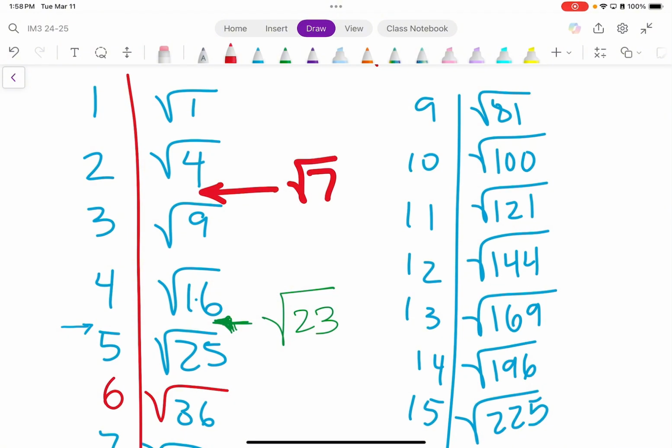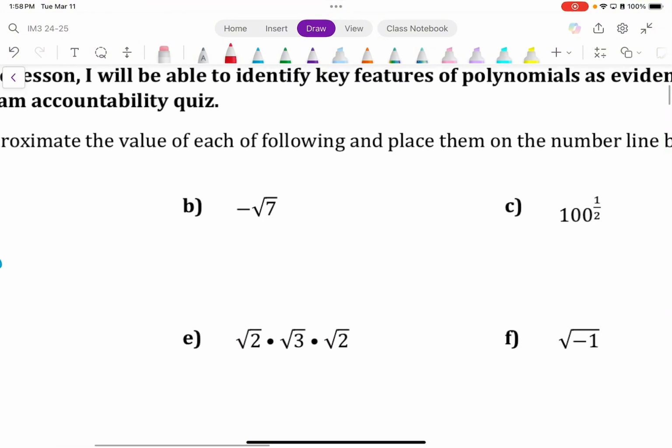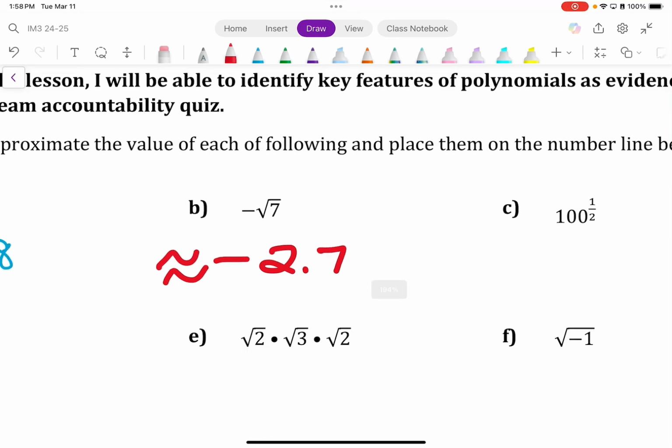Is it closer to 4 or is it closer to 9? A little bit closer to 9, so we could approximate it to be about 2 point what? 2.7, 2.8. Let's go with 2.7. Make that negative though, negative 2.7.